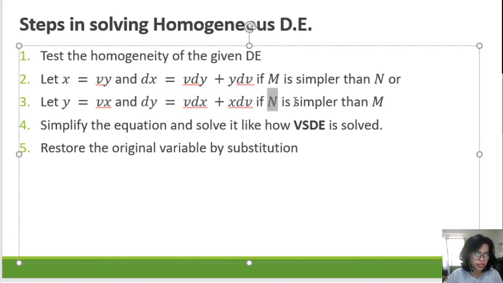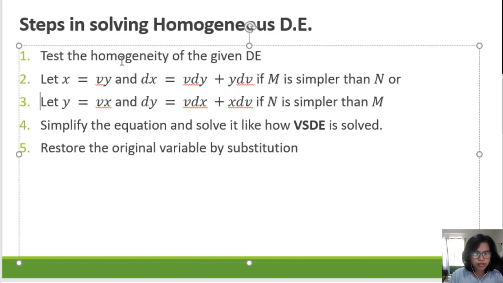But if N is simpler than M, you will let y be equal to vx, so that differentiating this equation, you will get dy equal to v dx plus x dv. Both of these equations you substitute into your original homogeneous differential equation. After doing that, you choose step 2 or step 3. Then simplify the equation and solve it like how a variable separable differential equation is solved.